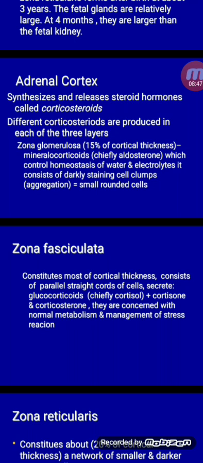Zona glomerulosa, 50% of the cortical thickness, produces mineralocorticoids, chiefly aldosterone. What is the function of aldosterone? Control homeostasis of water and electrolytes. It consists of darkly staining cells, clumps, aggregations, small rounded cells, as it appears in the histology, as you have seen in later slides.